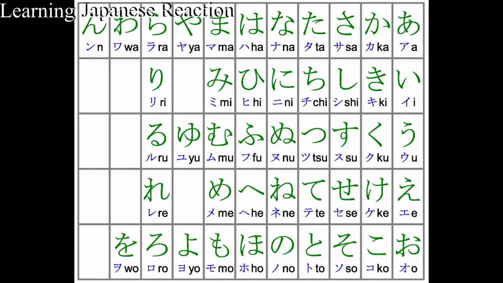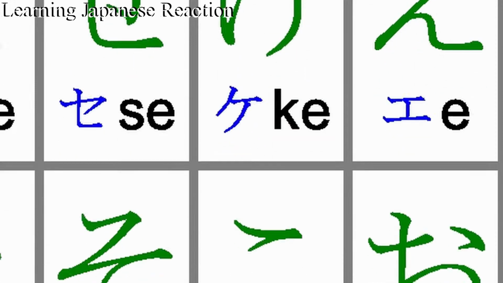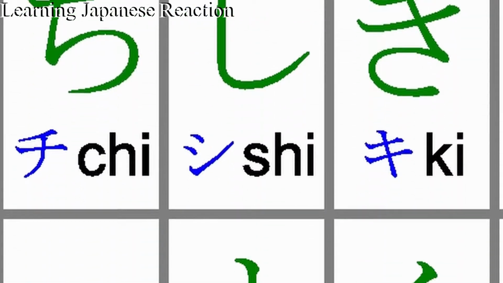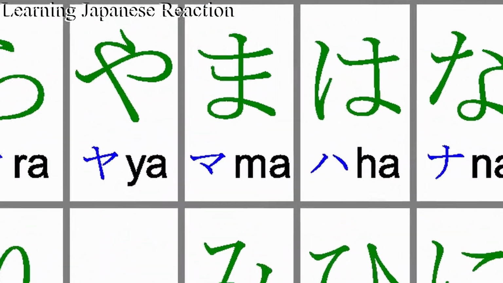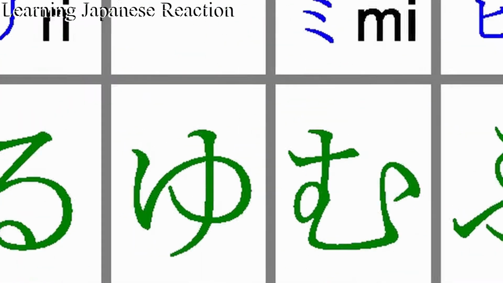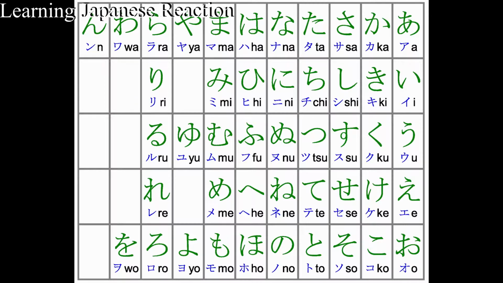But what people need to understand is that for every other sound, the only thing you're going to do is add on a consonant. So for the K's, you're going to be saying ka, ki, ku, ke, ko. And for the S's, sa, shi, su, se, so. And all the way to the M's, ma, mi, mu, me, mo. Ya, yu, yo. So I mean, it's quite simplistic.